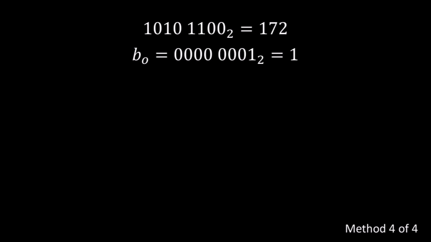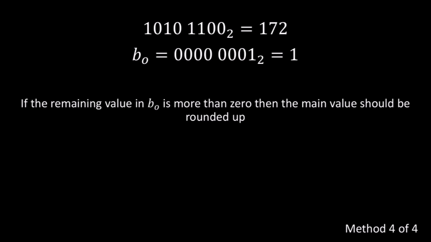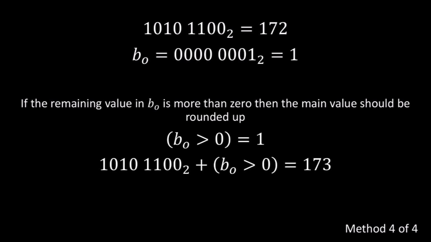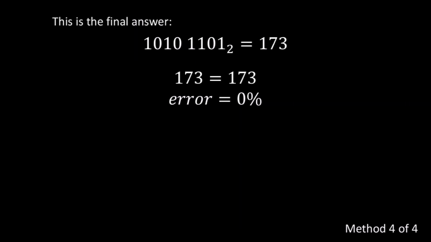We have now finished multiplying by 5 and dividing by 2, so we can take the remaining value in B0, and if this value is more than 0, then we should add 1 to our main value to round it up. So we have 172 plus 1, since B0 is more than 0, to give us 173. So the final answer is 173, and 173 is exactly equal to the target value of 173. This gives us an error of 0%.